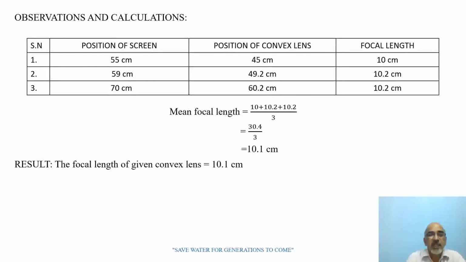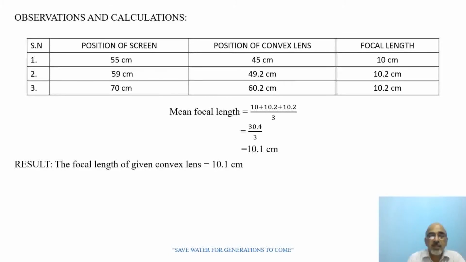The position of the screen is at 55 centimeter. Position of the convex lens was at 45. So we get 10 centimeter. Same way, second reading was 59 centimeter, 49.2 position of the lens, we get 10.2. And then in the third case, position of the screen was 70 centimeter, position of the convex lens 60.2 centimeter, and we get focal length 10.2.